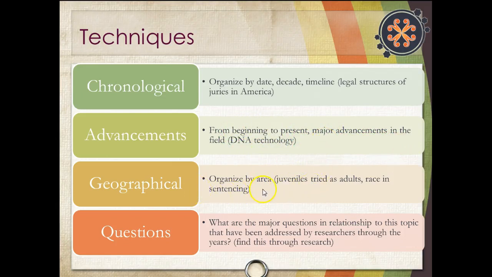If it's geographical, you're going to organize it maybe by area. If you're looking at juveniles tried as adults, you might look at what's going on in Florida, and then what's going on in the state of Oregon, and then you might look at what's going on in Indiana. So what usually happens here is that you get all of these sources, and after you review the sources, it becomes very, very clear what kind of organizational structure you should use, because these same geographical areas keep coming up, or these same advancements keep coming up, or these same specific laws come up.